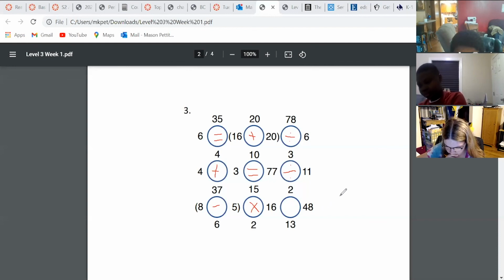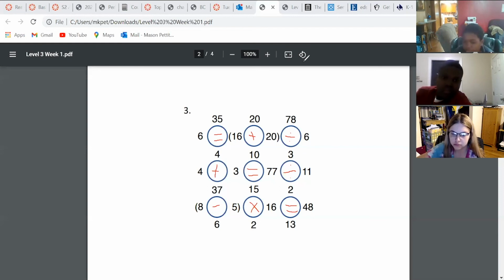So let's try out the one with the parentheses since that might be easier for us. So we know 8 minus 5 equals 3, and 3 times 16 blank 48. And we definitely need an equal sign symbol. So can anyone check to see what 3 times 16 is? Does 3 times 16 give us 48?